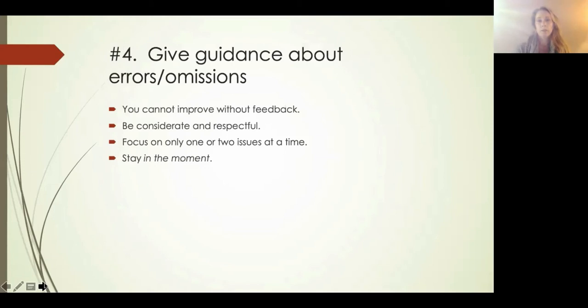Number 4, give guidance about errors and omissions, but focus on only one issue. Maybe 2 if you really have to at most, but try really hard just to stay on 1 so you don't overwhelm the student. You need to give feedback if you expect there to be improvement, but be considerate about it and stay in the moment. This is not the time to discuss an issue that you saw with the last patient encounter. You missed that chance already. Move on and work with the present.